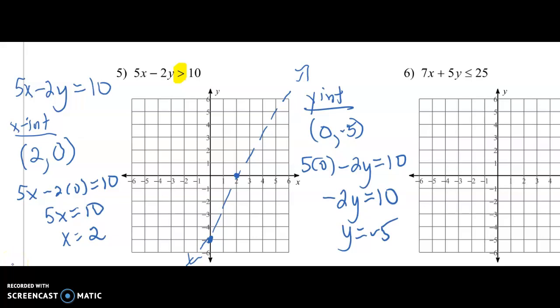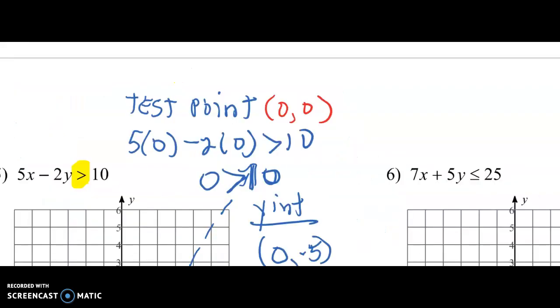Now we need to figure out what side of that boundary line to shade. Again, since the origin is available, we're going to use the origin as our test point. So now you notice when we plug in (0, 0) for x and y in our original inequality, we are left with a statement that states 0 is greater than 10, which we all know is not true. And because our test point gave us an inequality statement that is not true, then we know that that test point is not a solution.